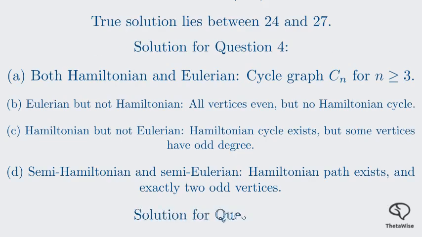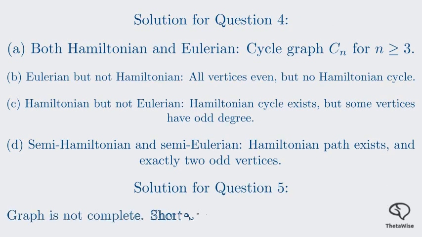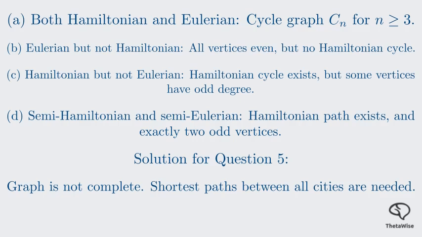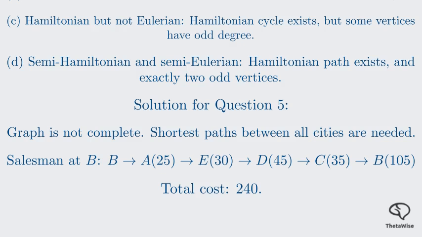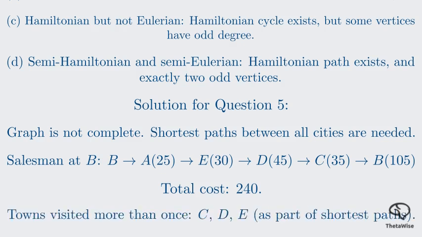Solution for question 5. The graph is not complete. We need the shortest paths between all cities. For the salesman at B, the cheapest route: B to A, 25, to E, 30, to D, 45, to C, 35, to B, 105. The total cost is 240. Towns visited more than once are part of shortest paths used to connect the graph, for example, C, D, and E.